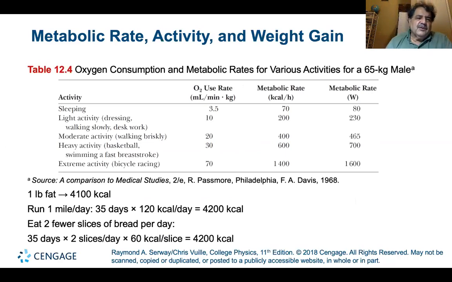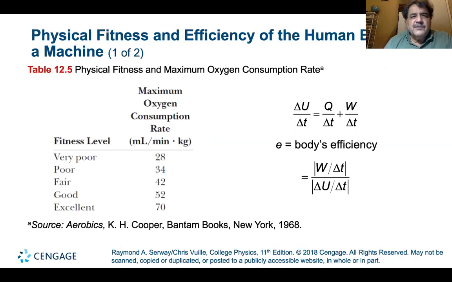One pound of fat is 41,000 kilocalories. Run 1 mile a day for 35 days. That's 4,200 kilocalories. Eat 2 fewer slices of bread per day for 35 days. That's 42 kilocalories. So you can see these comparisons. Physical fitness and the efficiency of the human as a machine: maximum oxygen consumption rate in milliliters per minute per kilogram. Very poor if it's at 28. Excellent if it's at 70.